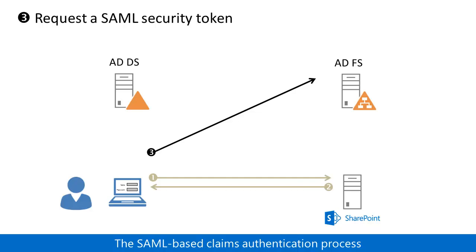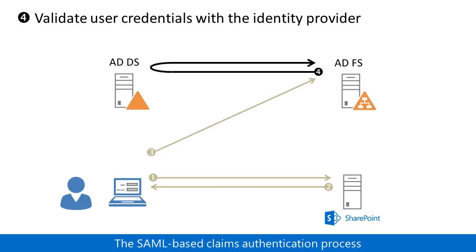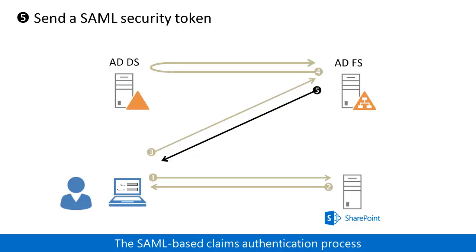The user types credentials and the client computer sends them to the ADFS server with a request for a SAML security token. The ADFS server validates the sent credentials with the identity provider, which in this case is an ADDS domain controller. The ADFS server constructs a SAML security token, signs it, and then sends it to the client computer.